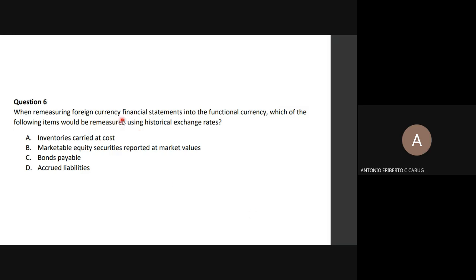When remeasuring foreign currency financial statements into the functional currency, which of the following items would be remeasured using historical exchange rates? When it will be settled in cash or receivable in cash, we call them monetary assets. For example, bonds payable, you will pay cash for it. Marketable equity securities, the reason why you report them at market value is because you can sell them anytime. Accrued liabilities are payable in cash. No? Pag sinabing accrual, papayaran mo yan sa future.